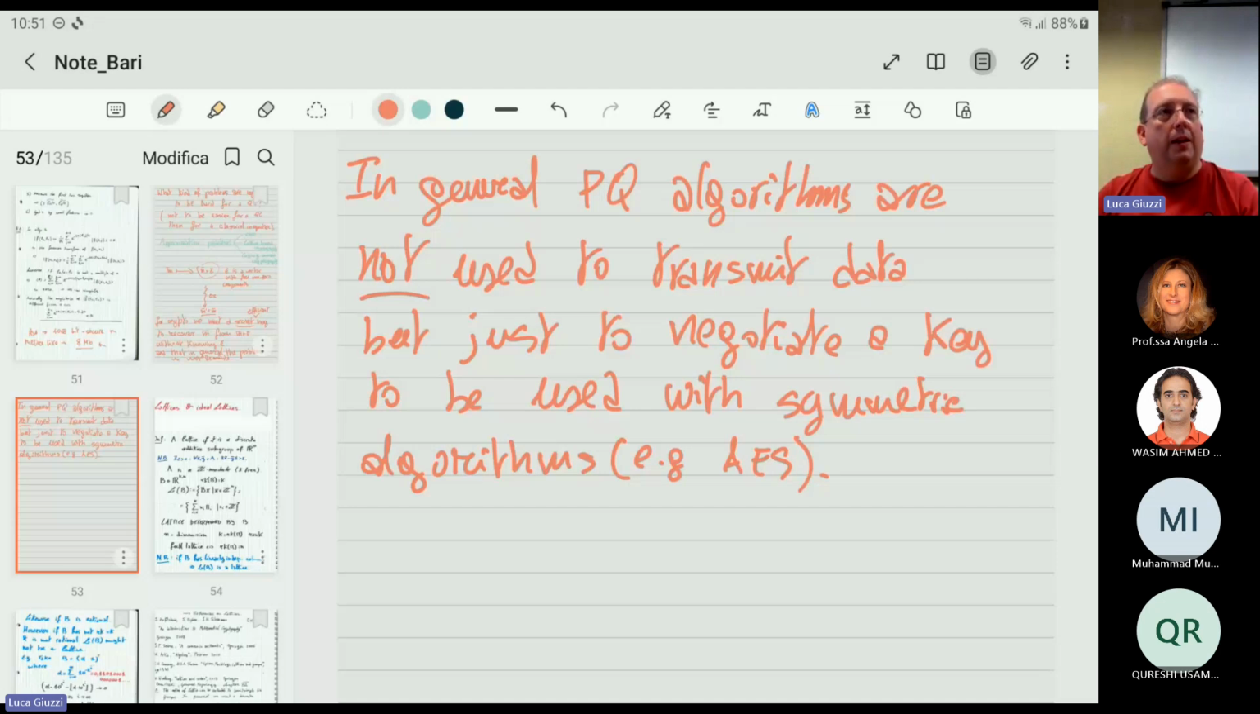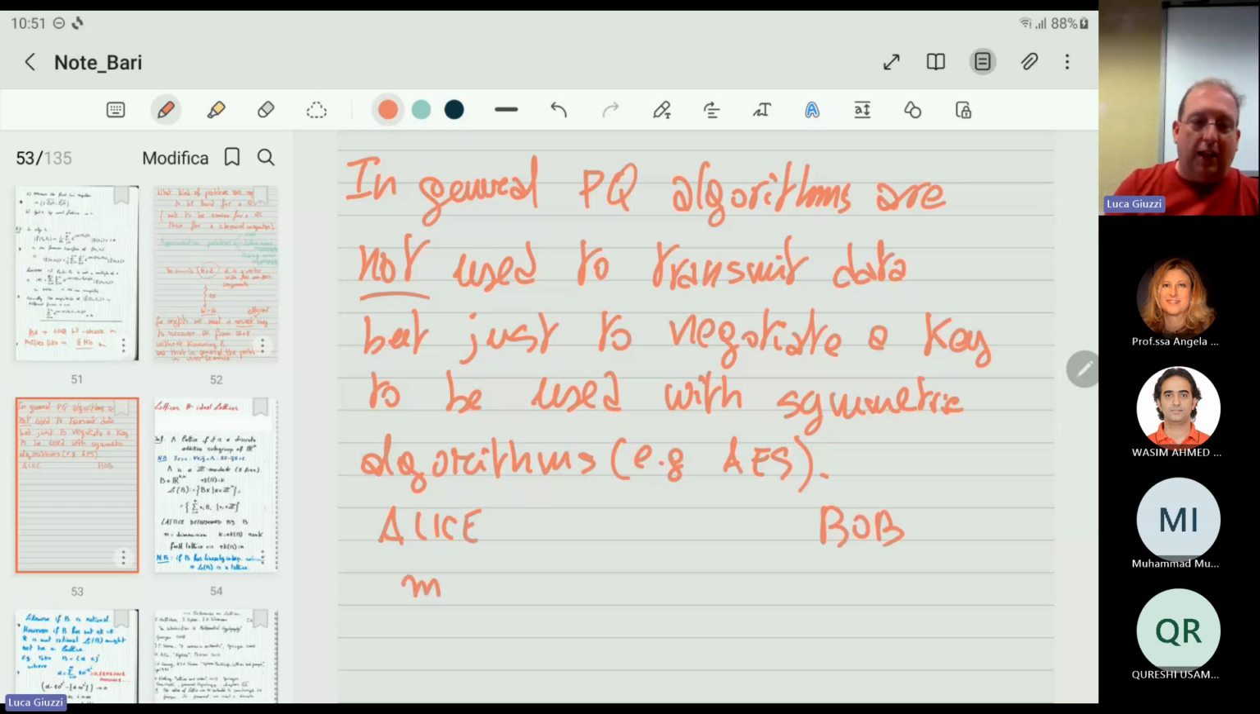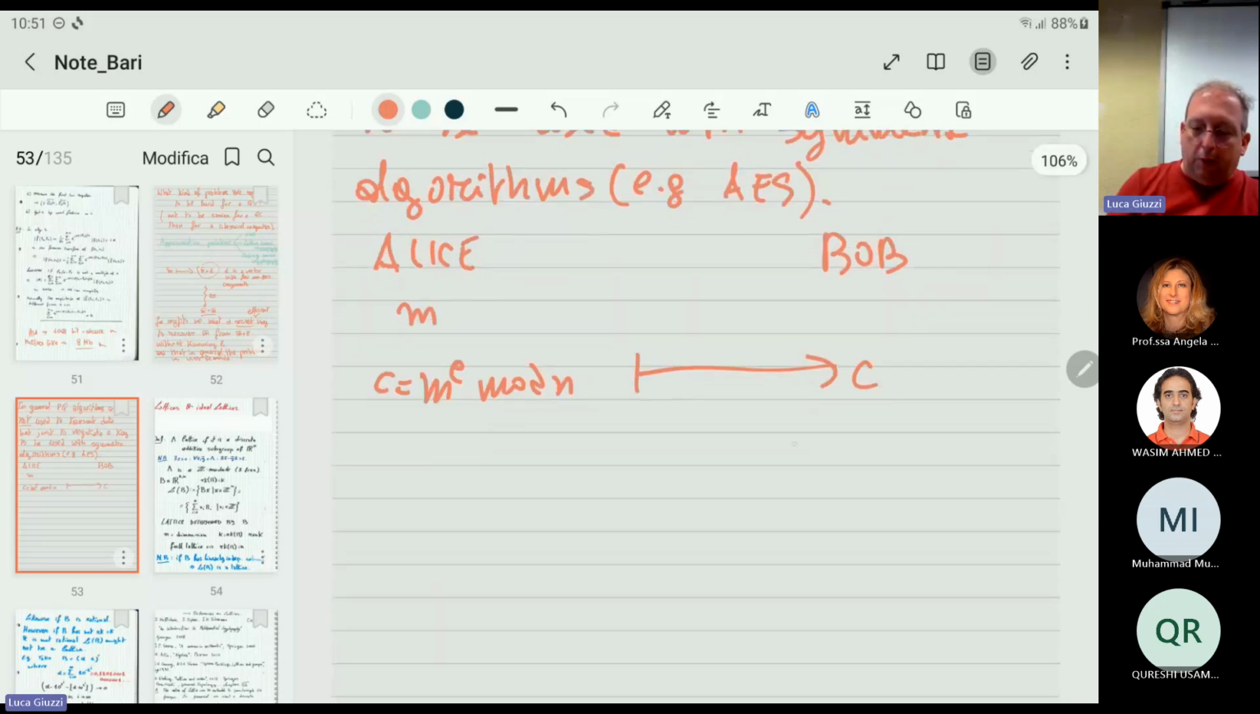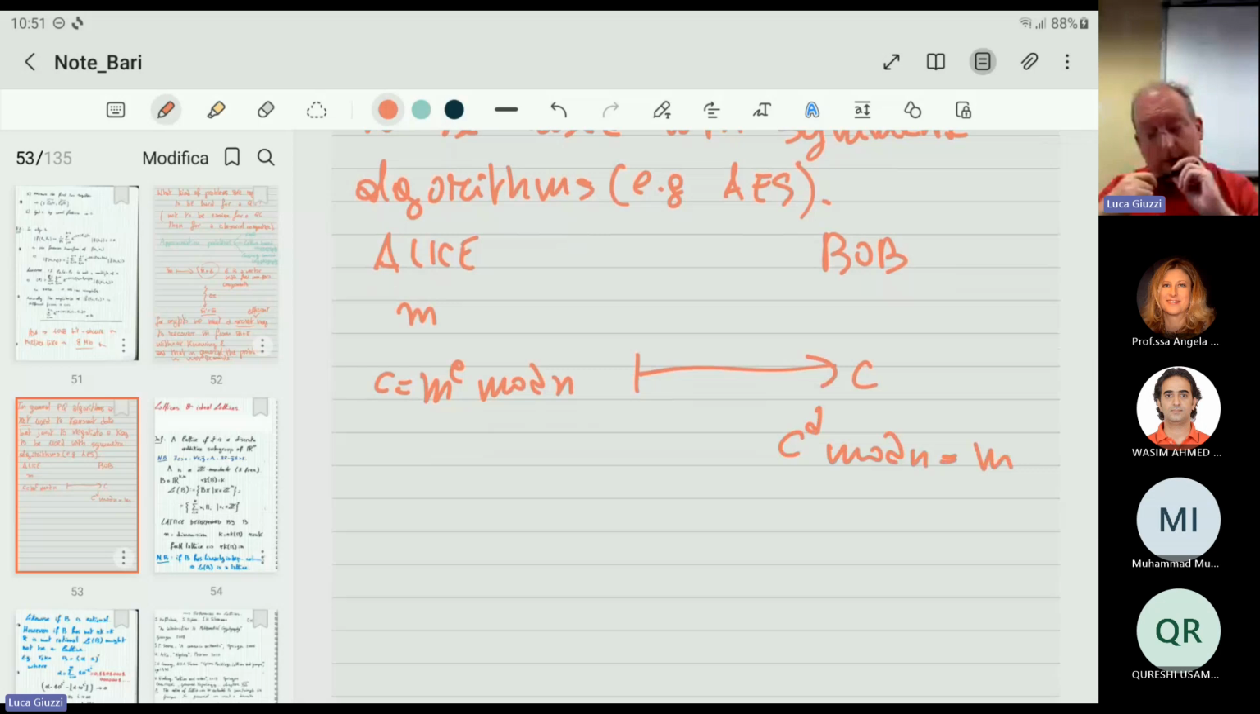in the first lecture is a way in which Alice wants to send a message to Bob. So Alice has a message M, and then she computes C equals M to the E mod N, sends C to Bob. And then Bob computes C to the D mod N and recovers M. So this is the way we have seen RSA in our first lecture.